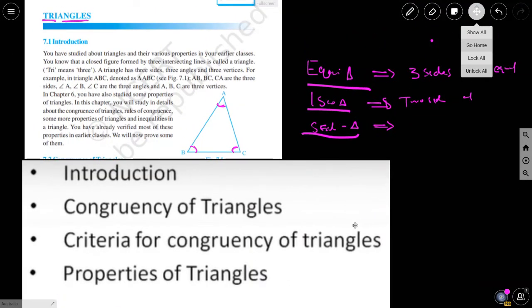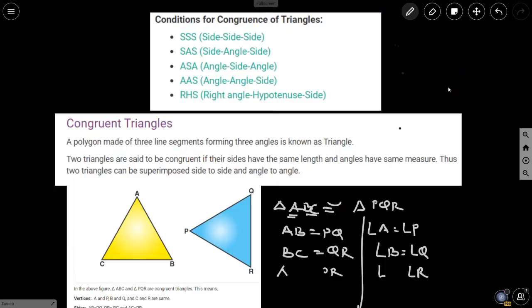We have some criteria for congruency of triangles. We have 5 criteria, so let us learn them: SSS, SAS, ASA, AAS and RHS. As you all know, congruent objects are those which perfectly overlap.